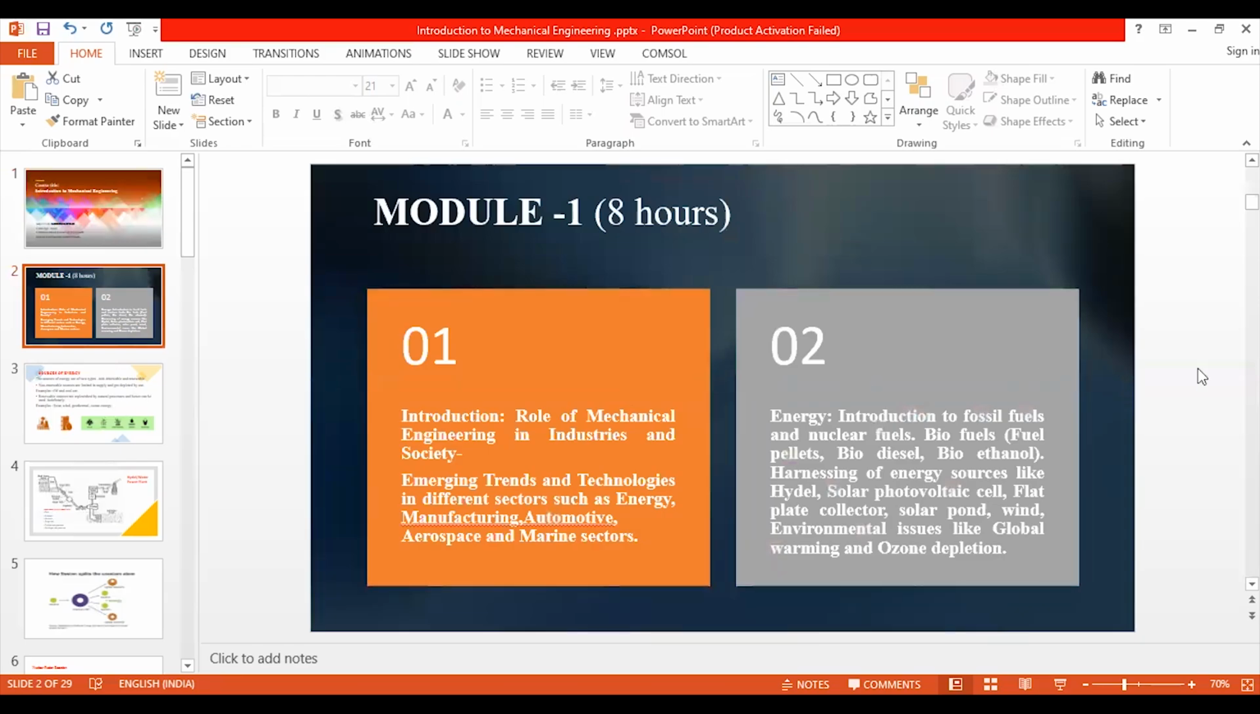Contents of Module 1 include Introduction, Role of Mechanical Engineering in Industry and Society, Emerging Trends and Technologies in various sectors like energy, manufacturing, automotive, aerospace, and marine. Under the Energy topic: Introduction to Fossil Fuels, Nuclear Fuels, Biofuels, Harnessing of Energy Sources like Hydel, Solar Photovoltaic Cell, Flat Plate Collector, Solar Pond, Wind, and environmental issues like global warming and ozone depletion.